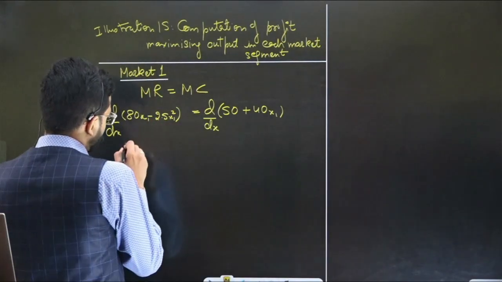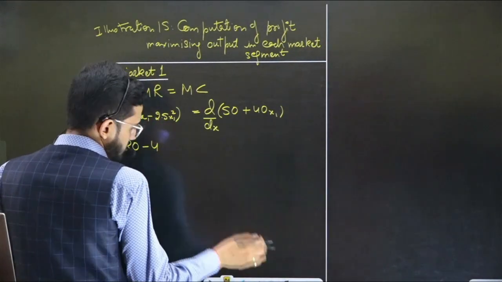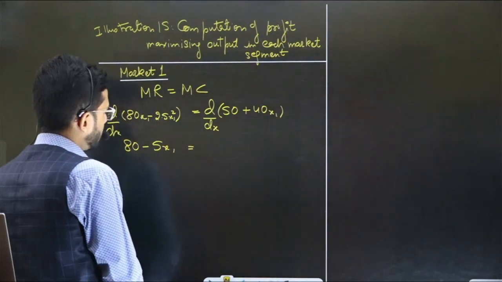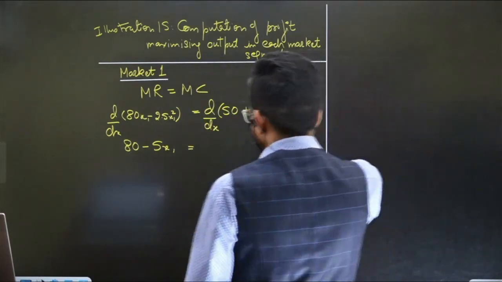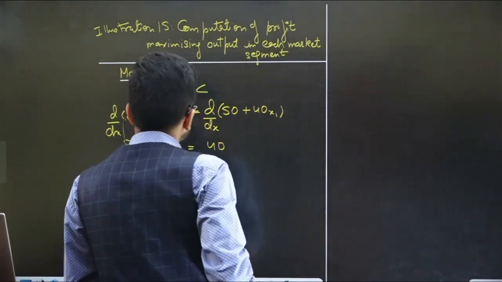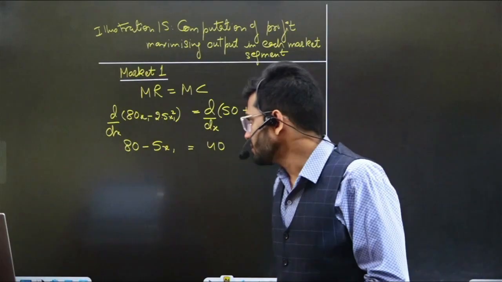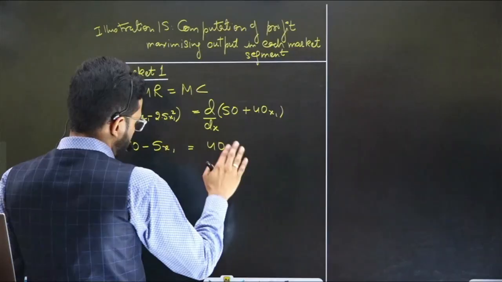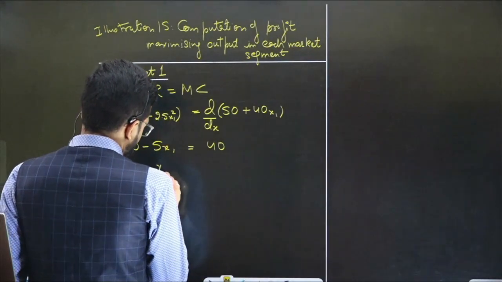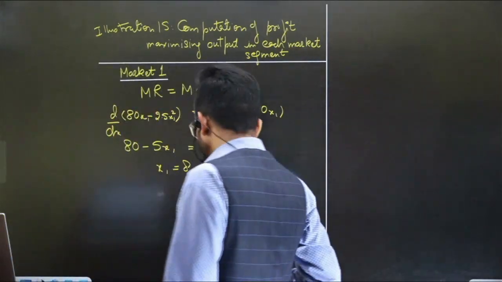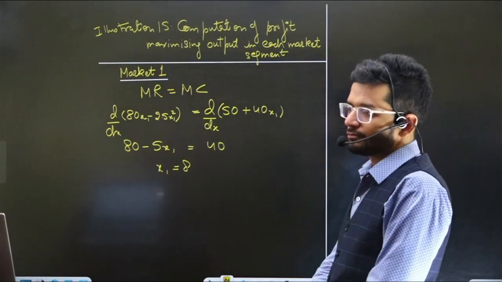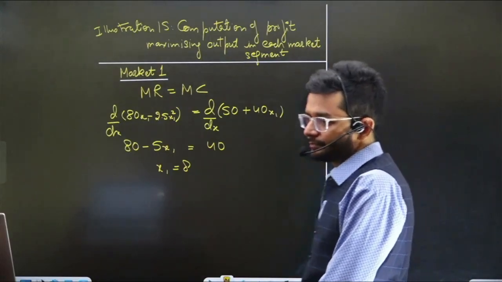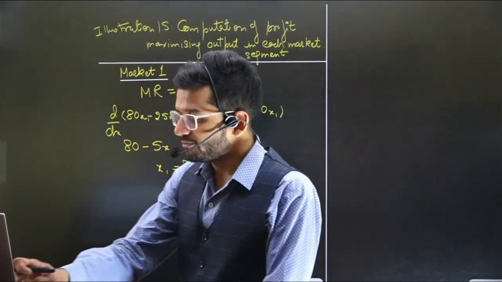So this will become 80 minus 5x1, and the derivative of the cost will be 40. Now what will be the final figure? 80 minus 40, that is 40, divided by 5. x1 will be 8. So what is the profit maximizing output in case of market 1? It will be 8 units. 8 units is the profit maximizing output for market 1.